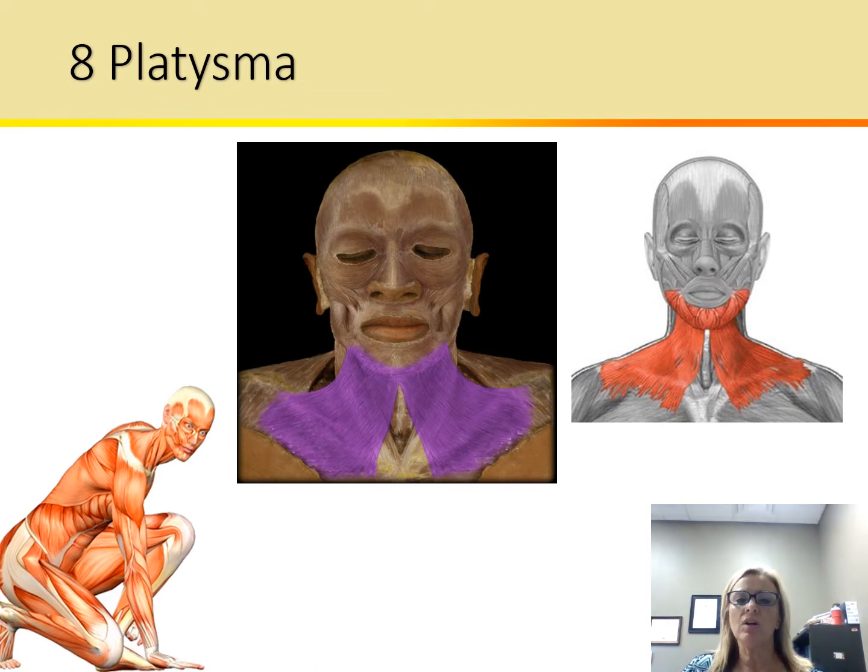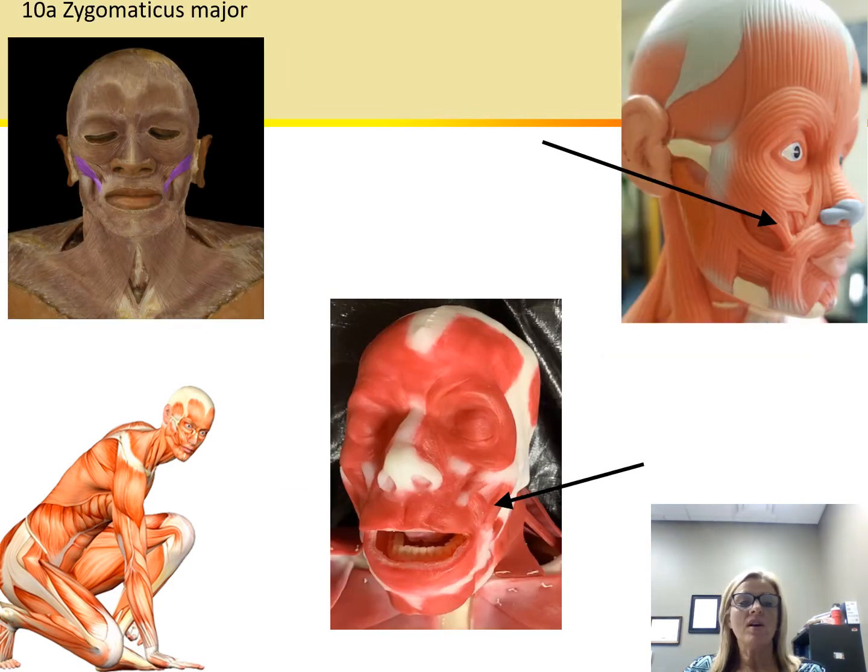All right, so here we have platysma, and this is to me one of the more interesting muscles. It's a broad sheet of flat muscles. Platysma means flat plate, and it comes down like this. This draws the corners of the mouth down, and it also aids in depression of the mandible.